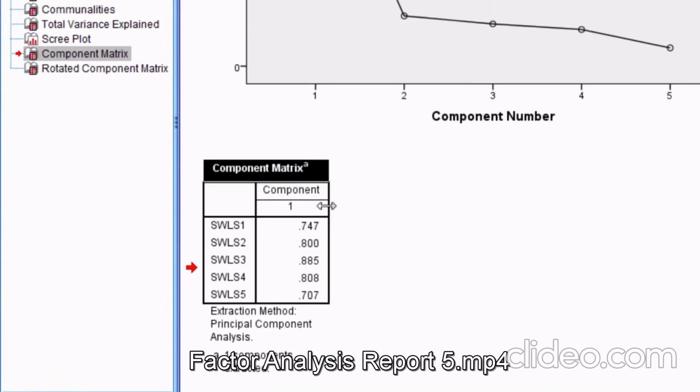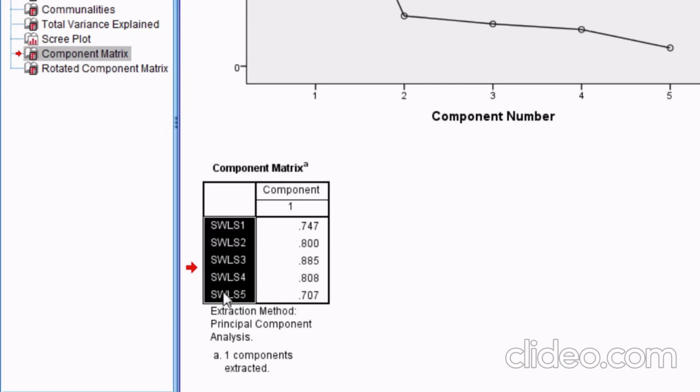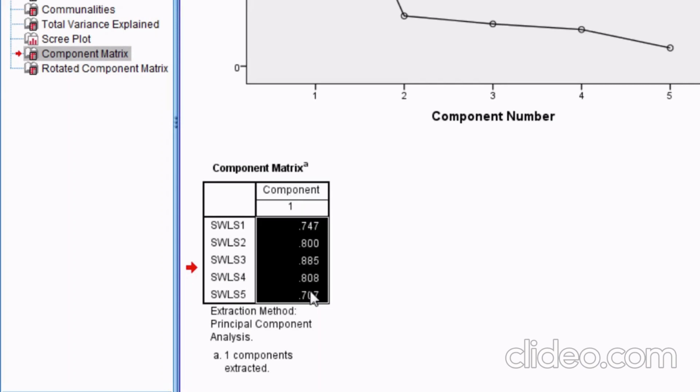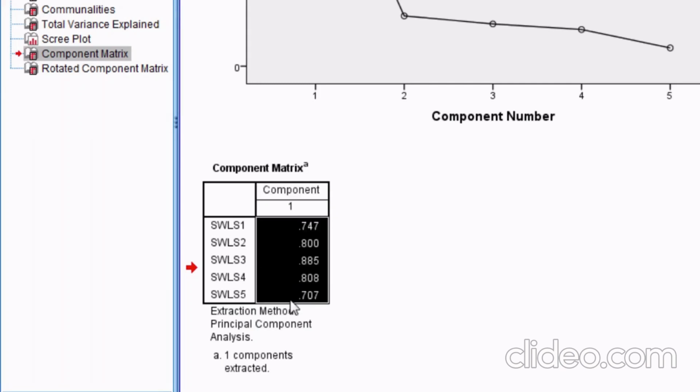So now here in our component matrix, this tells us some information about how each individual item does in terms of getting that component. So what we have here is, notice we have our five items, SWLS1 through 5, and then we have this column for components. And we have these different values here, and in a one component solution, this is pretty nice as this works out very cleanly. And what I mean is that these are called component loadings.